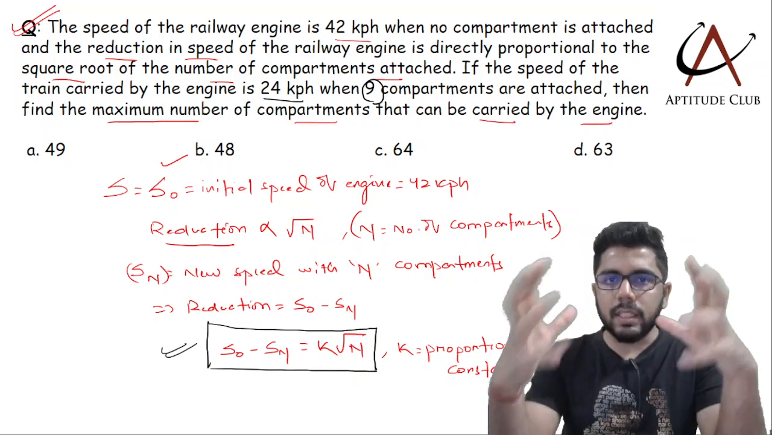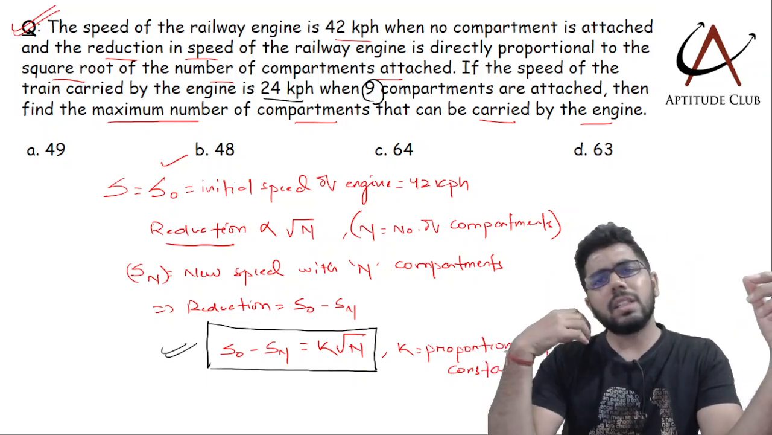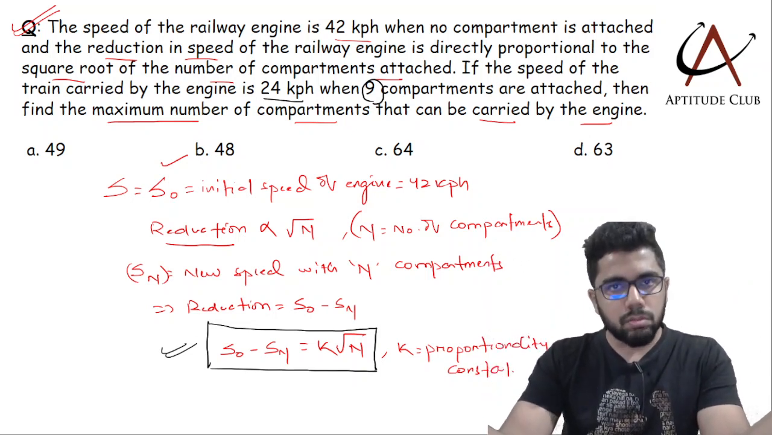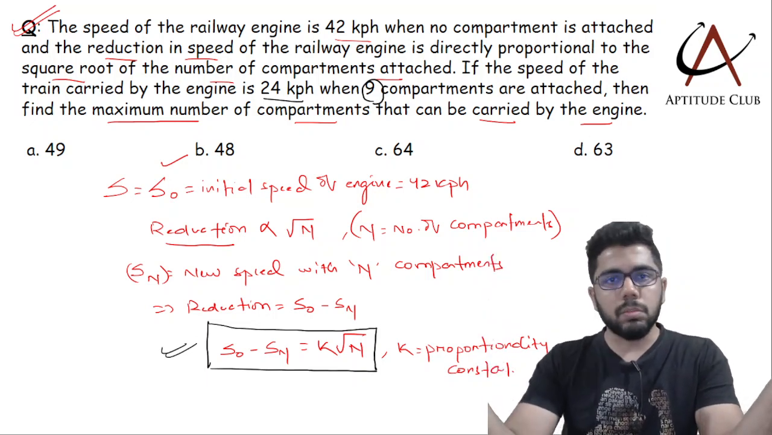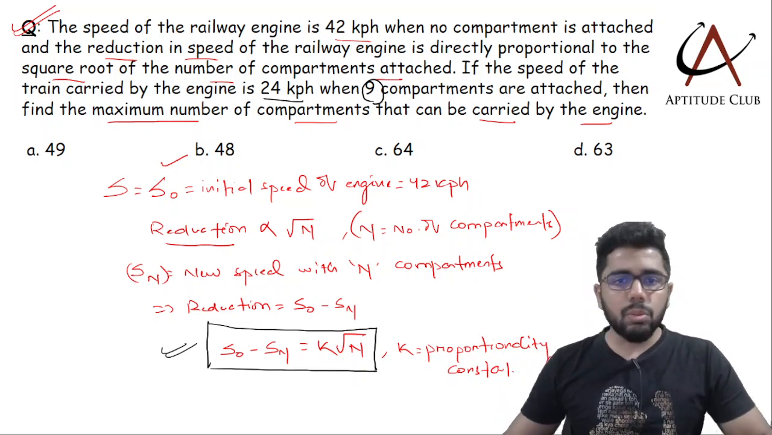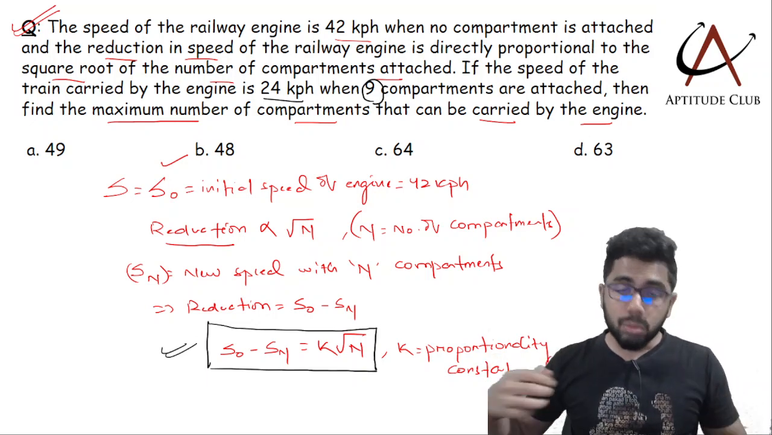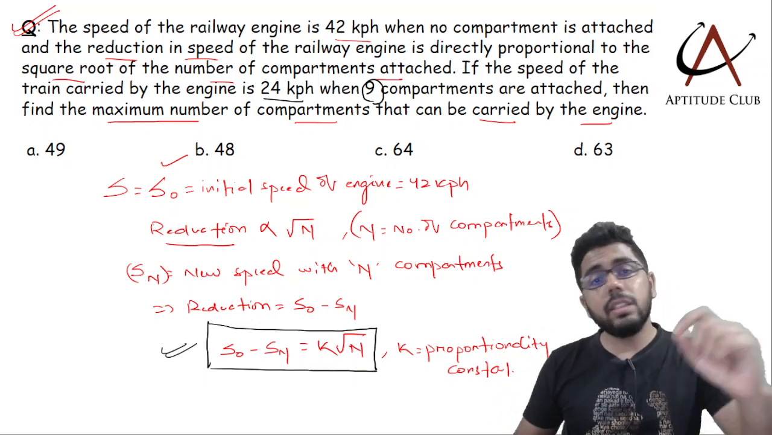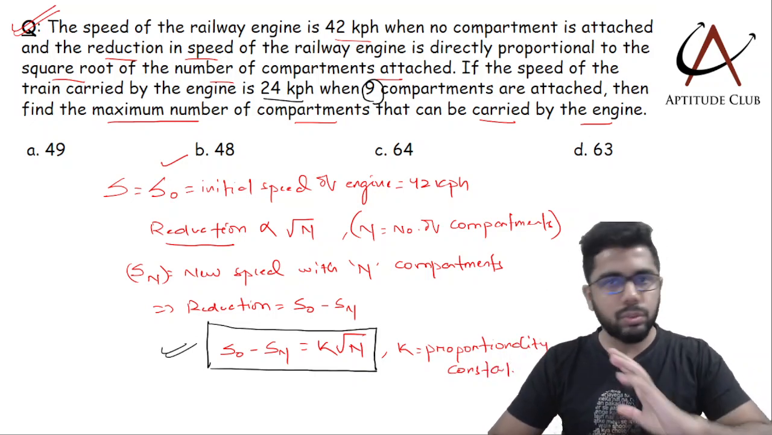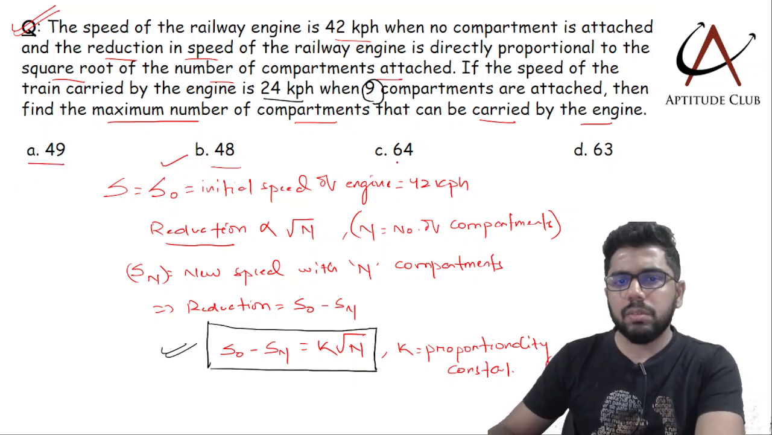Now this sentence itself is a little tricky, because if I talk about maximum number of compartments, I can attach as many compartments as I want, but maybe the train will not move any longer. So you can attach 100 compartments, 1000 compartments, the train has to move, or else there is no point in attaching compartments. So the hidden meaning of this sentence is how many maximum number of compartments you can attach so that the train at least moves. Although it has not been written in the question, but the meaning is that the train at least moves. Now if I look at this equation and take a look at the options also, it's somewhere in 40s and 60s.